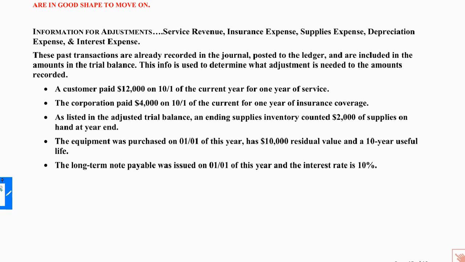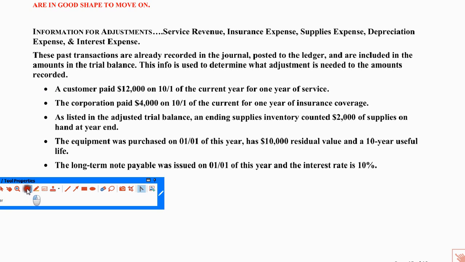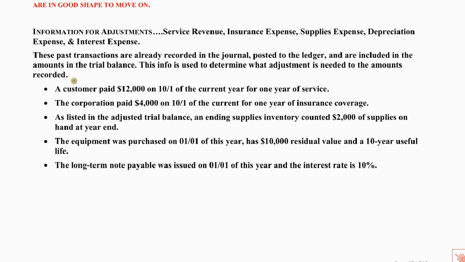Complete those adjustments there and the adjusted trial balance. Okay, so we're going to have a service revenue adjustment, insurance expense, supplies expense, depreciation expense, and interest expense. We have 5 adjustments. These below, the past transactions, are already recorded in the journal, posted to the ledger, and their amounts are included in the trial balance, not the adjusted trial balance, the unadjusted trial balance. But we need to get this information to adjust the accounts.